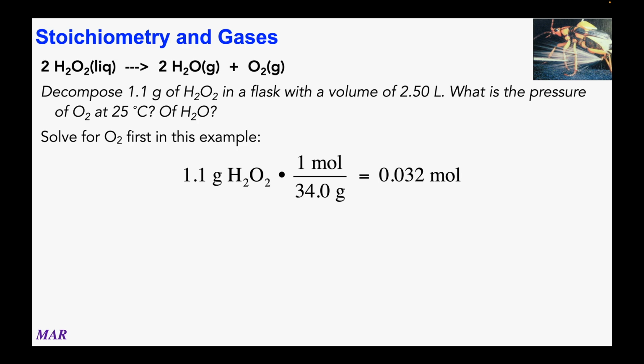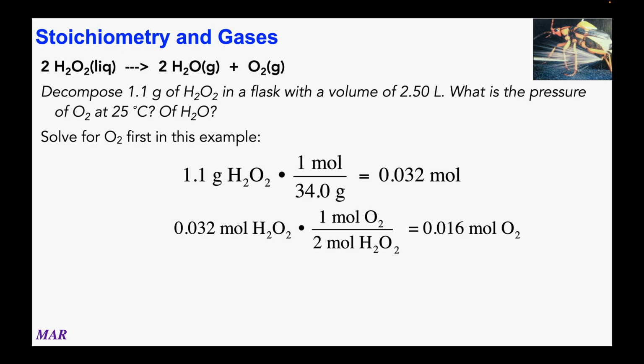Then I'm going to turn moles of H2O2 into moles of oxygen. Again, you don't have to do oxygen first, but that's what I'm going to do. 2 moles of hydrogen peroxide are needed for every 1 mole of oxygen produced. And again, that came from the 2 by the H2O2, and there's an invisible 1 right there by the O2. So that's where this ratio came from. It's a 2 to 1 ratio. So 0.032 moles of H2O2 should be creating 0.016 moles of O2.